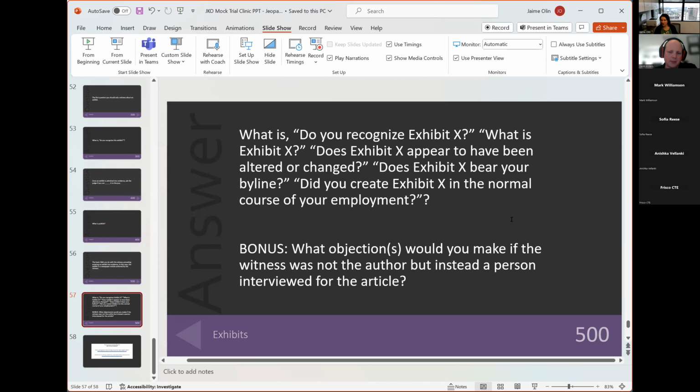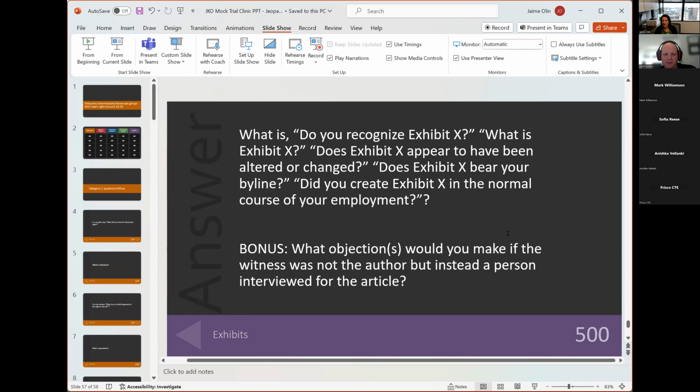So Anishka, a bonus question for you. What objection or objections would you make if the witness on the stand was not the author of the article, but instead was a person that was interviewed in the article? Would it be a hearsay objection? All right, Kevin, what do you think? Yeah, I think it would be a hearsay objection. Yeah, that's good.